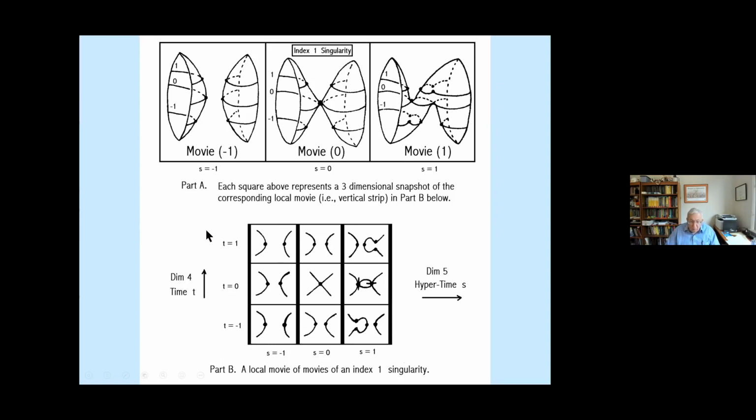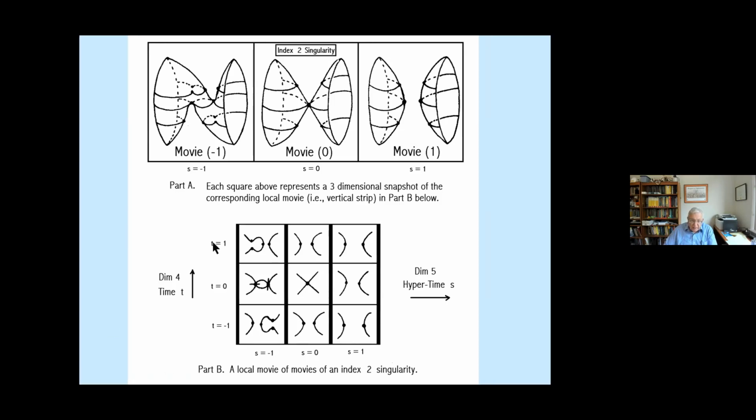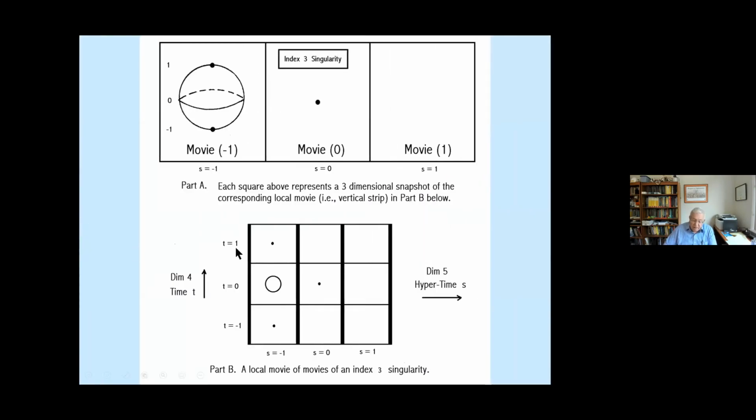Okay, now here's the other one. It's simply another singularity. It opens up in the opposite direction. And we have a local movie of movies here. And finally, the other point is when a sphere suddenly shrinks to a point and then vanishes. This is the fourth kind of singularity.